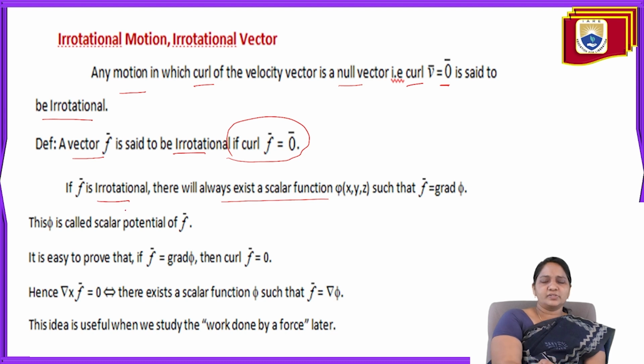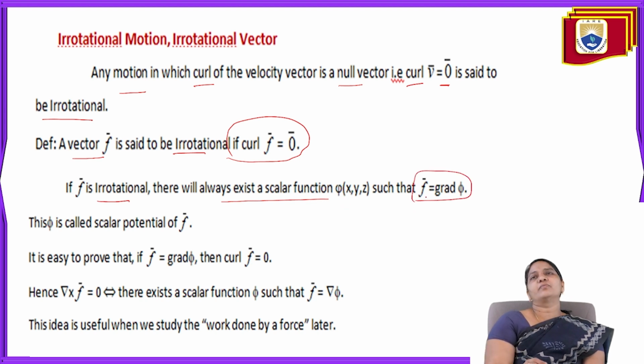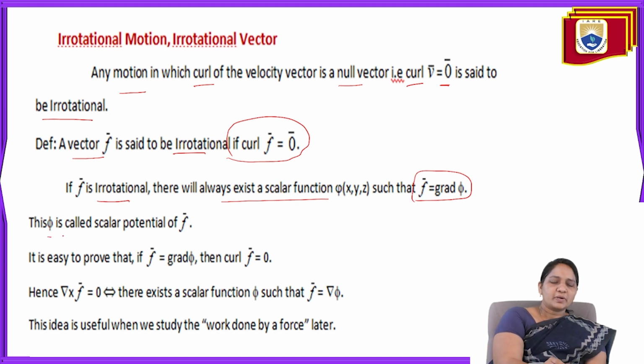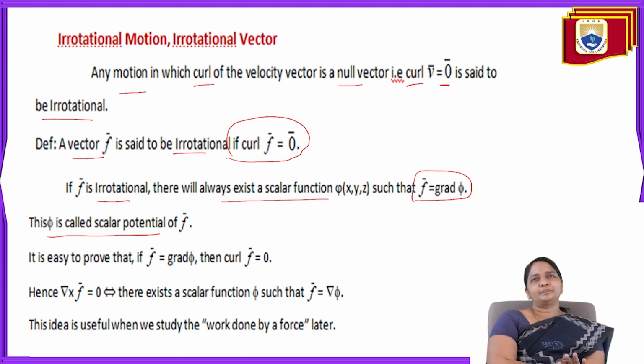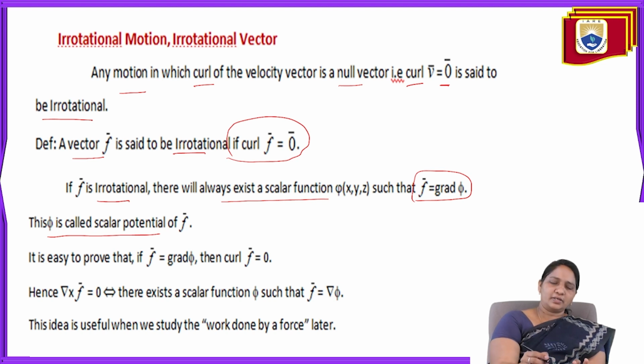If f is irrotational, then there exists a scalar function phi such that f equal to grad phi. This phi is called the scalar potential function. So here in this curl, we are having two types of problems. We can show that the given vector is irrotational, and they can ask to calculate the scalar potential function also. If it is irrotational, find the scalar potential.